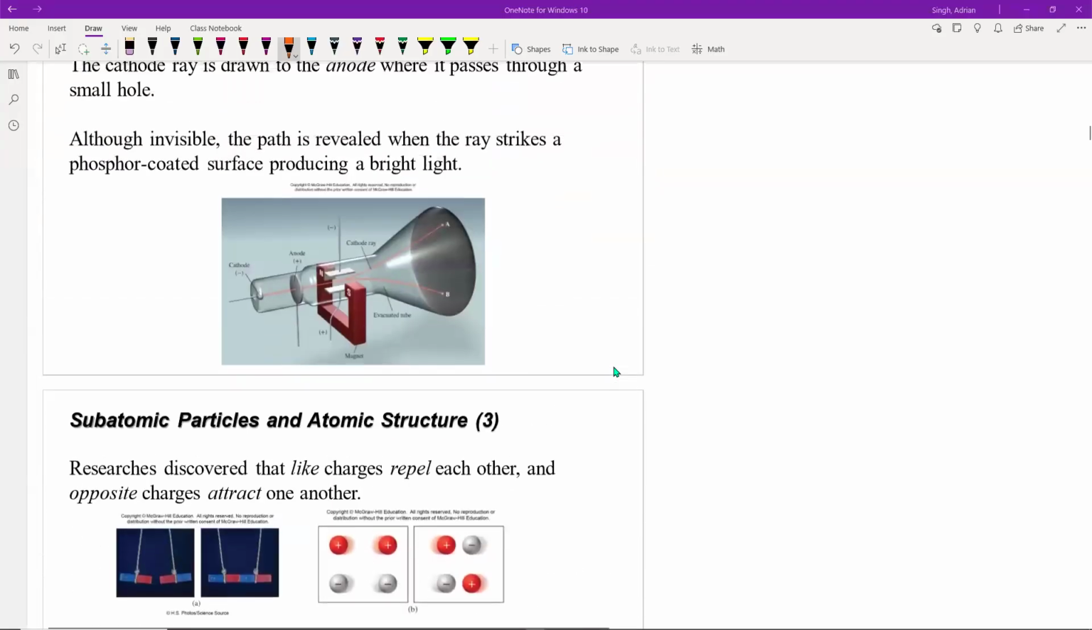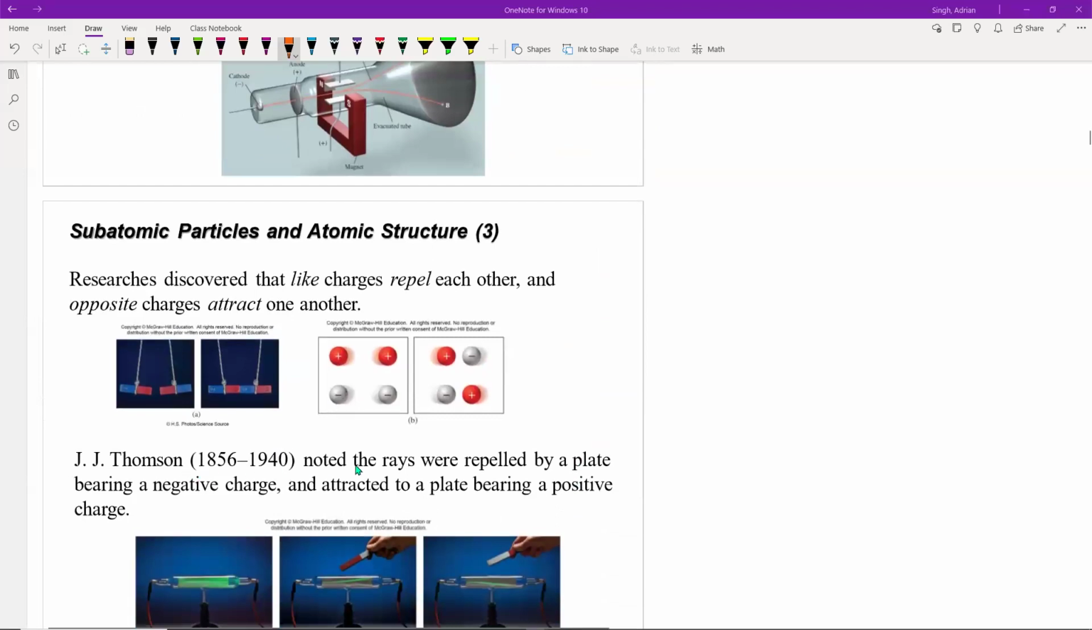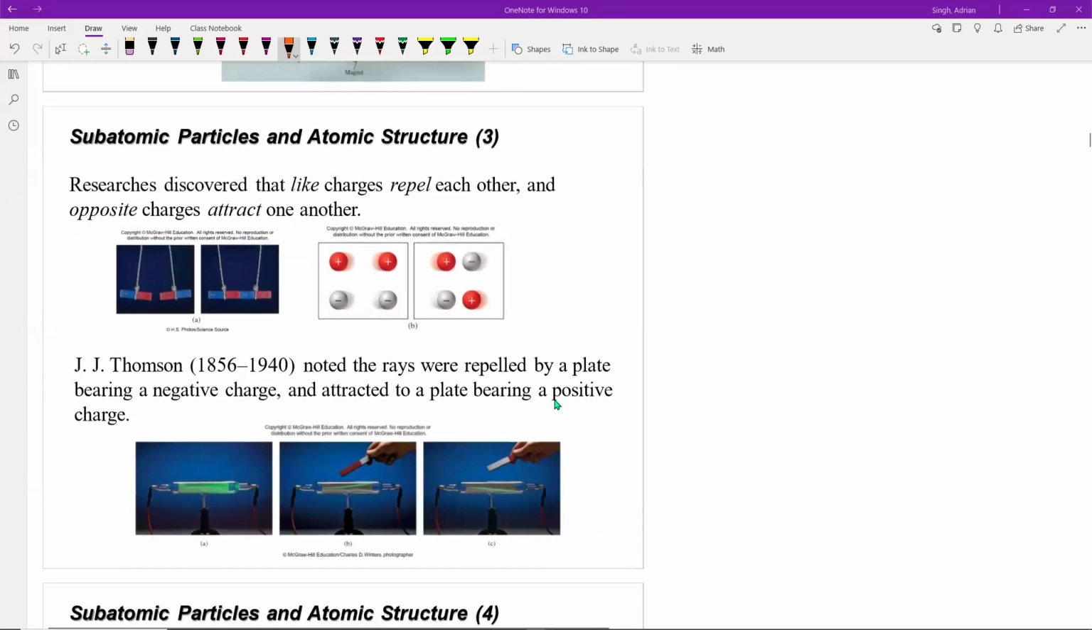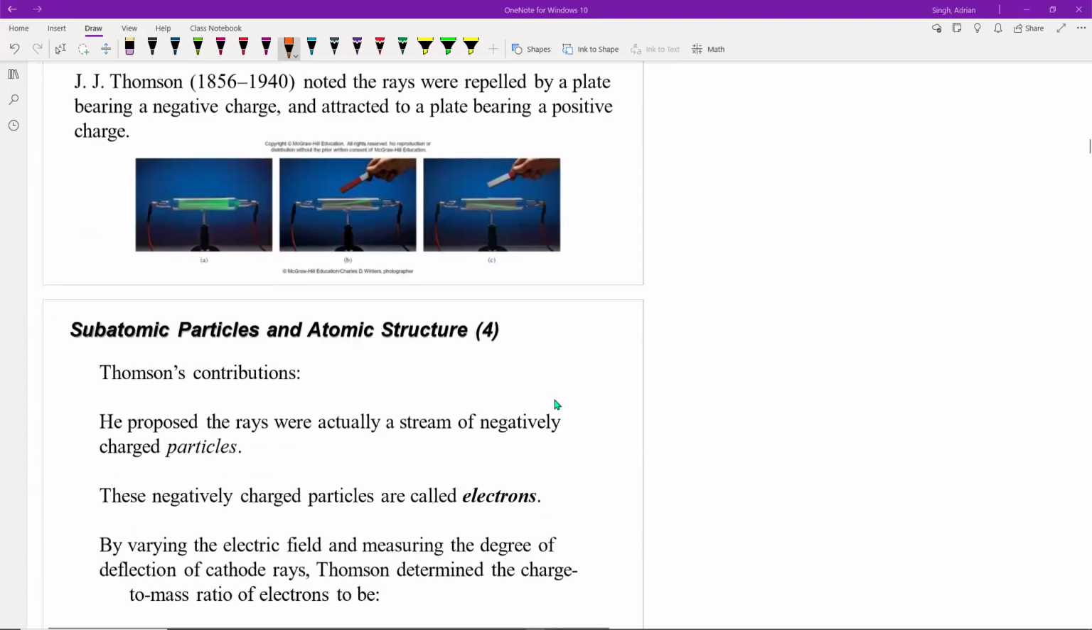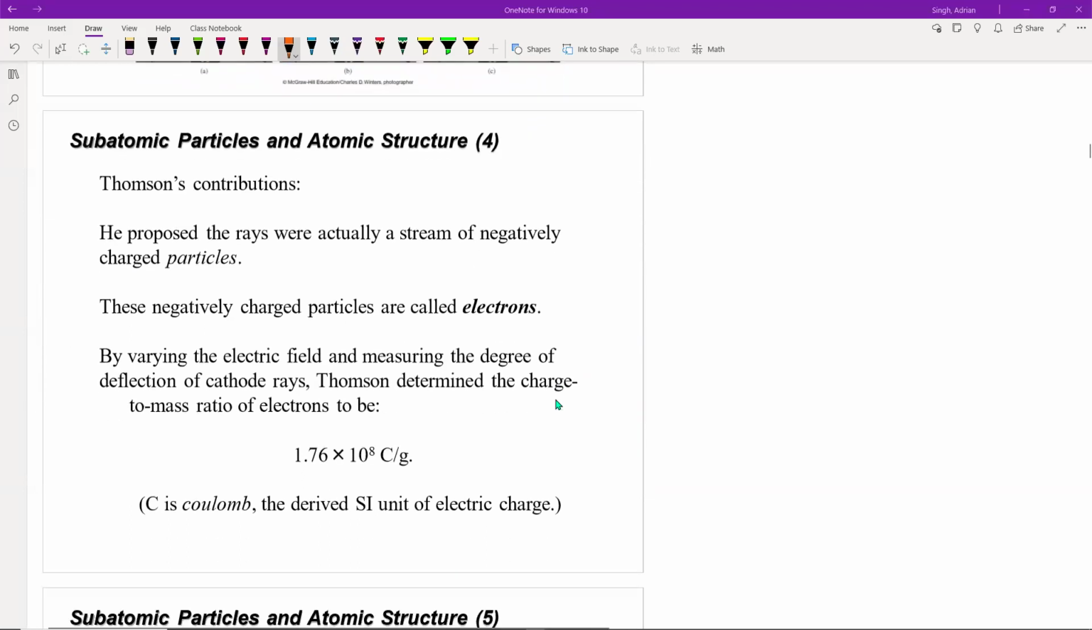Another scientist who was able to deduce this was J.J. Thomson, in the late 1800s. He was able to note the deflection of those cathode rays, being repelled by the negative plate and attracted to the positive plate. So that meant that these rays had a charge associated with them, which was negative. And he proposed that these were made up of negatively charged particles. He called these particles electrons. And electrons are central to our understanding of not just chemistry, but all fields of science to this day.